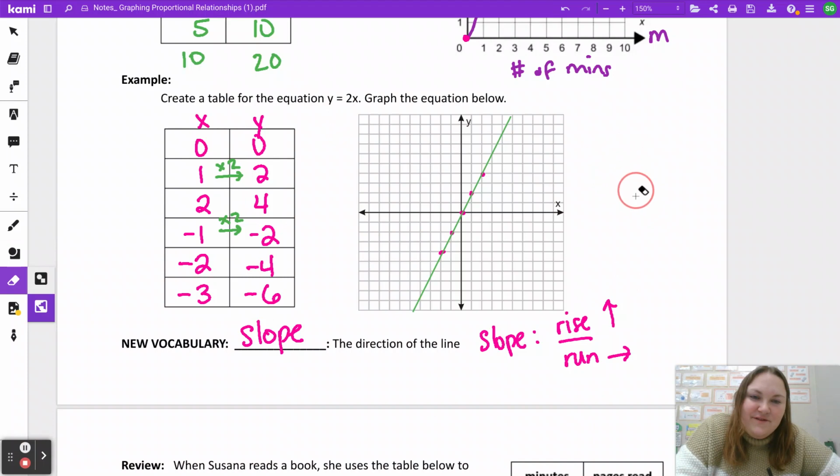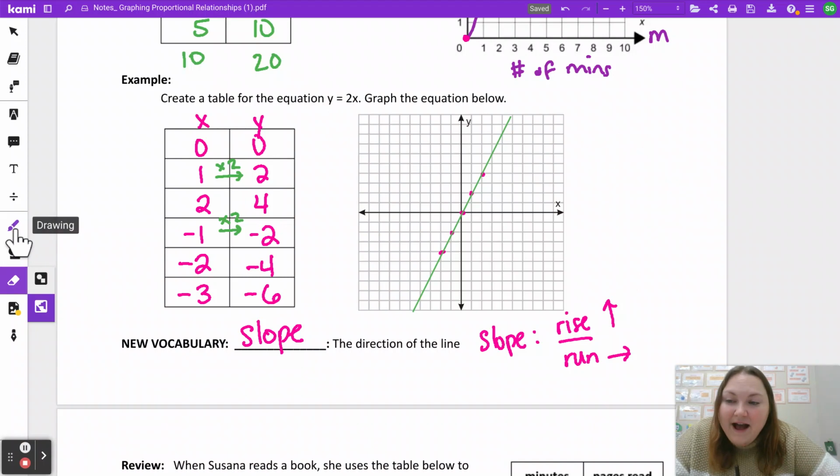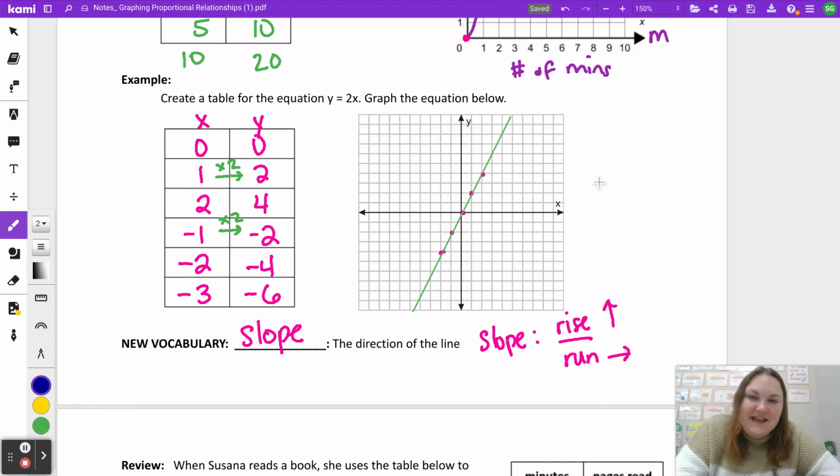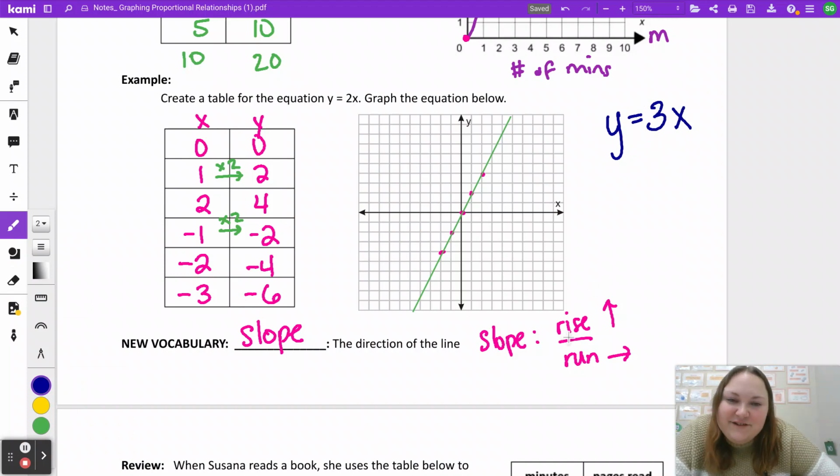My question for you is, how would our graph change if I asked you to graph y equals 3x? Go ahead, pause the video now and either create that graph or think to yourself, how would this green line look different if we were doing y equals 3x? Pause the video and then come back when you're ready to get an answer.